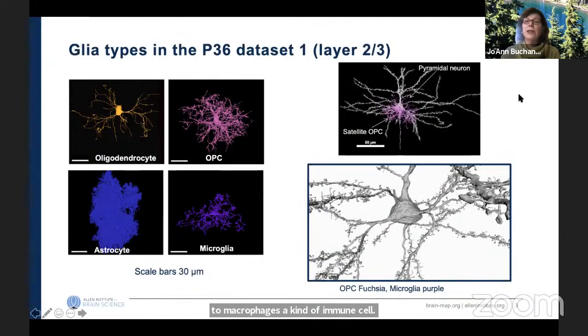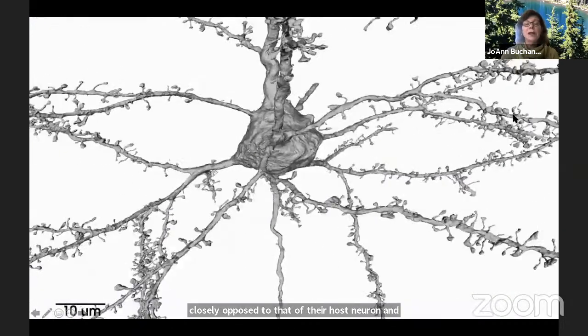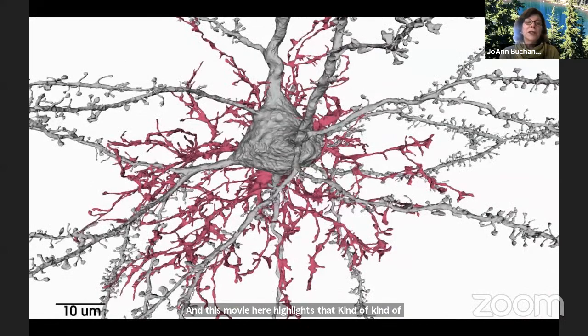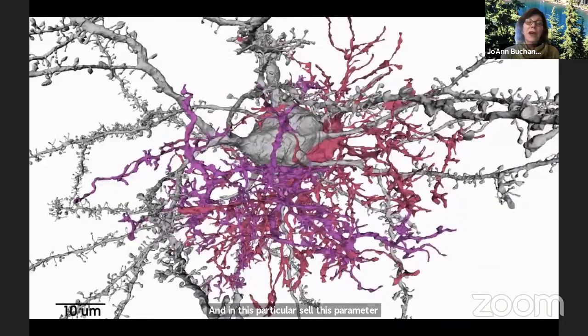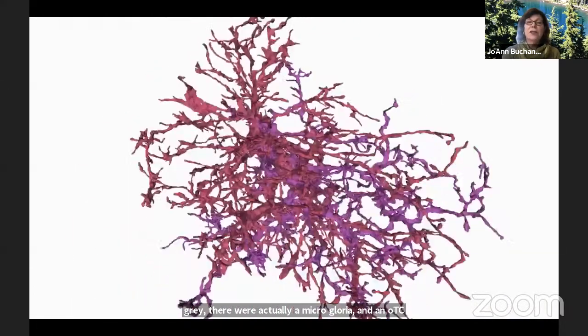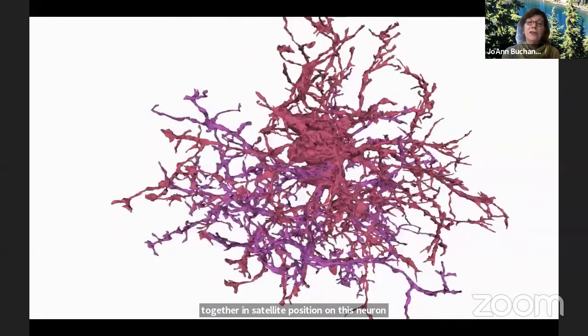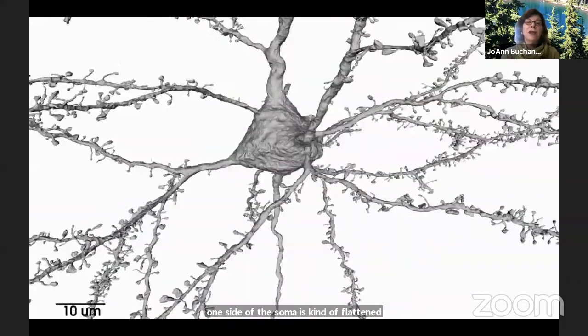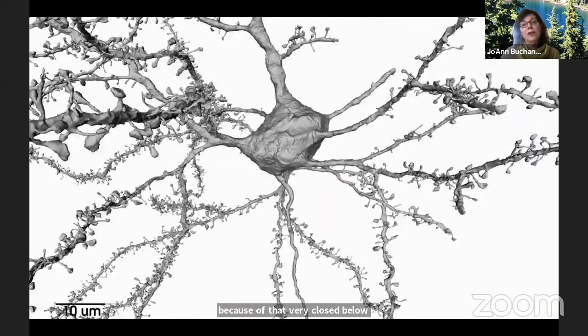The other neat thing about glia, besides the tiling, is that they often can be found in a satellite position. And what that means is that their cell body is closely opposed to that of their host neuron. And this movie here highlights that kind of positioning of the glia. And in this particular cell, this pyramidal neuron in gray, there were actually a microglia and an OPC together in satellite position on this neuron. And you can see how their branches intermingle, and also how one side of the soma is kind of flattened because of that very close relationship with the pyramidal neuron.